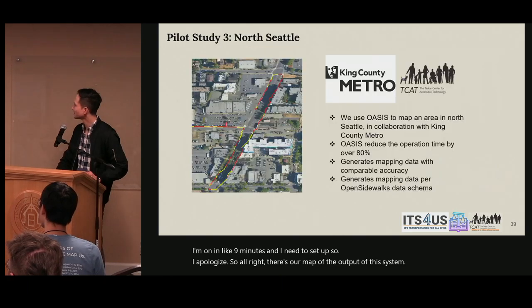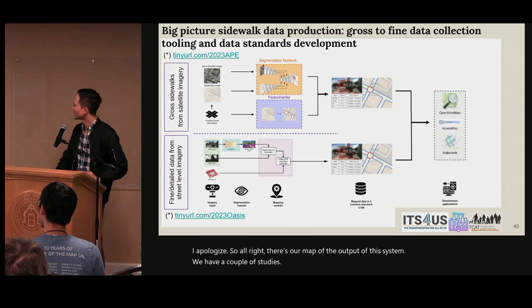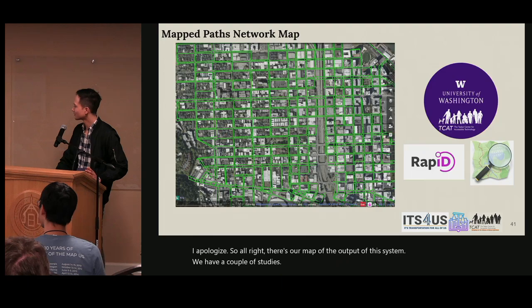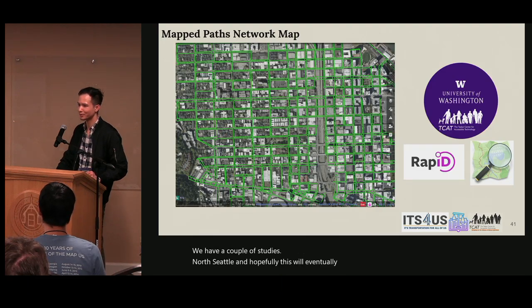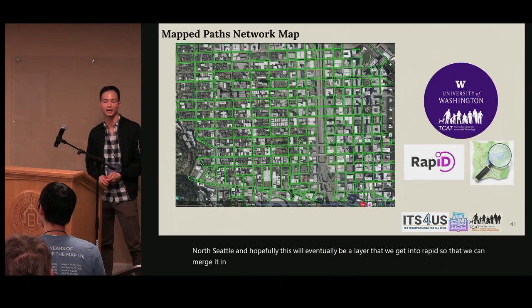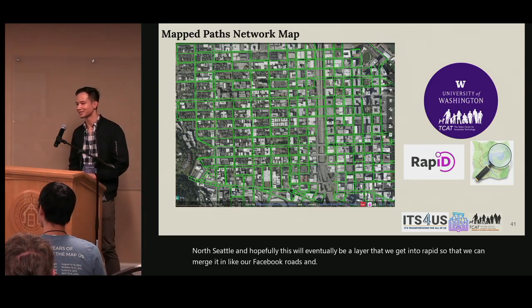We have a couple of studies, North Seattle, and hopefully this will eventually be a layer that we get into Rapid so that we can merge it in like our Facebook roads and Microsoft buildings data sets.